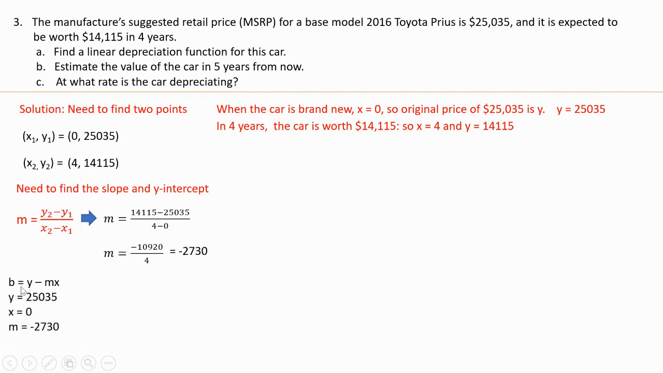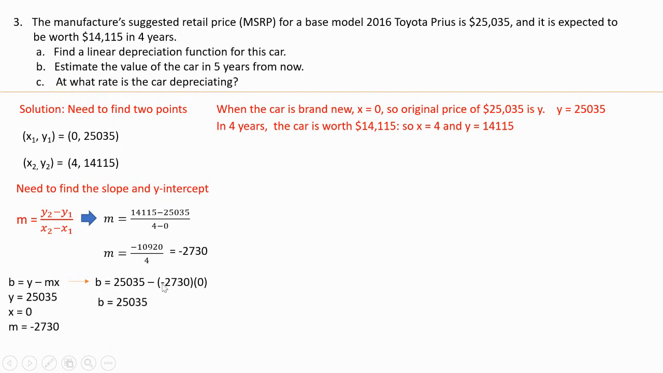Okay. Now I need to find my b. So we use the same formula as before: b equals y minus mx. And I'm going to use the first point because it's easier. My y is 25,035 and my x is 0. And this is my slope, negative 2,730. So plug them in, and we get 25,035.